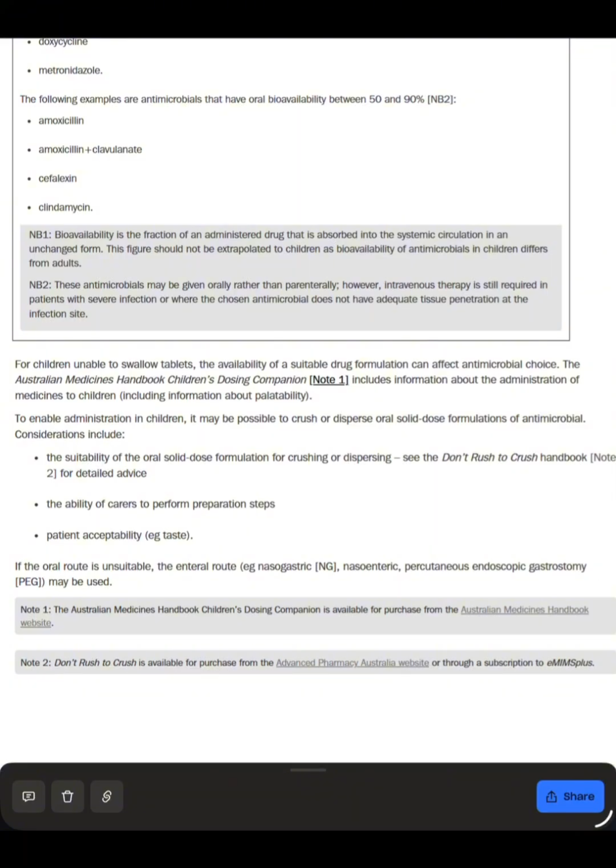Now, we also have to consider the ability of carers to perform preparation steps. Also, we need to consider patient acceptability, for example, taste. If the oral route is unsuitable, the enteral route, for example, nasogastric, nasoenteric, or percutaneous endoscopic gastrostomy, may be used. So there are different routes. If oral is unsuitable, we can use the enteral ones: nasogastric, nasoenteric, and PEG.